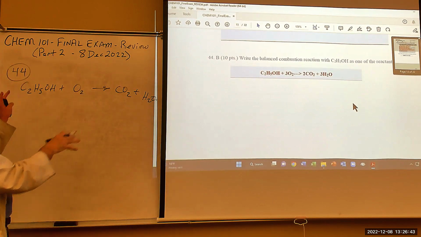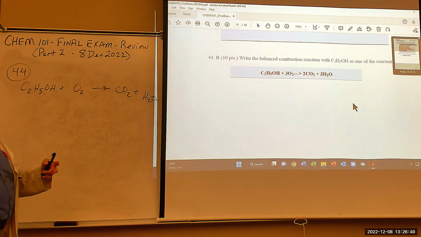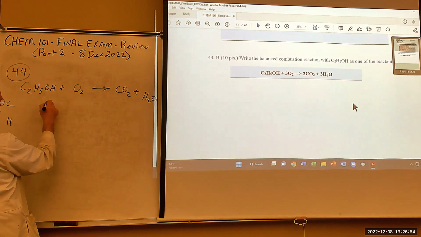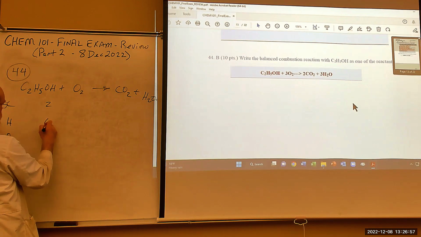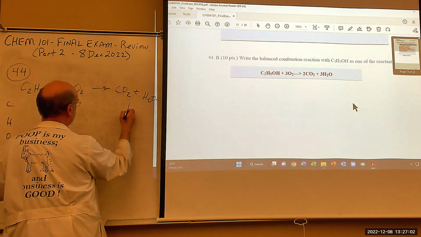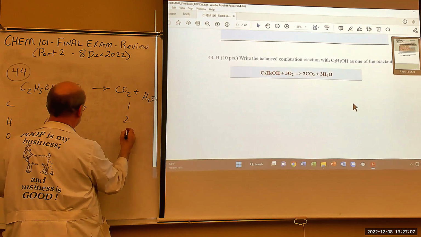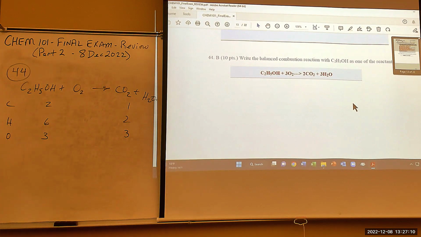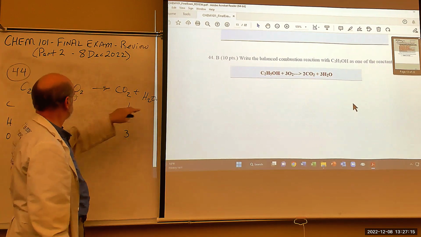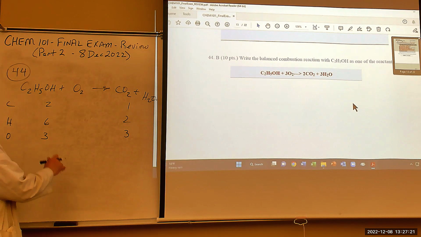So we need to balance that equation. Now, you can use the budget method that I taught you. I just have carbon, hydrogen, oxygen. On this side, you have 2 carbons, 6 hydrogens, and 3 oxygens. On this side, you have 1 carbon, 2 hydrogens, and 3 oxygens.